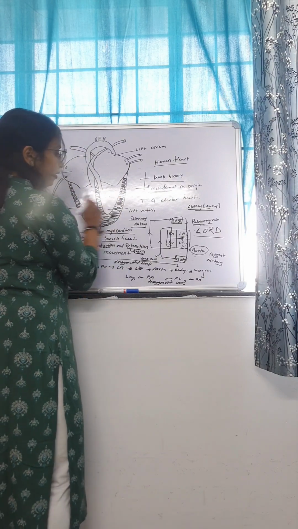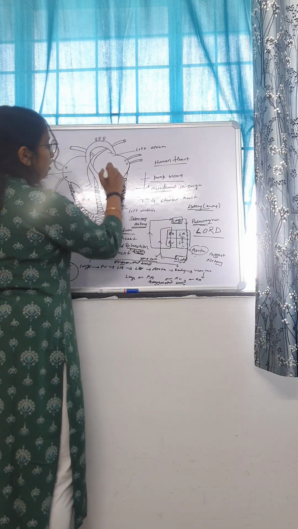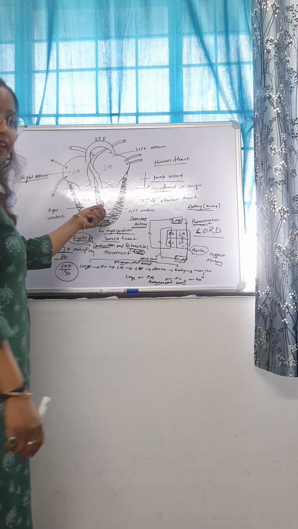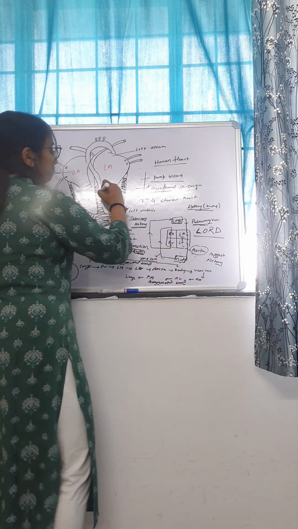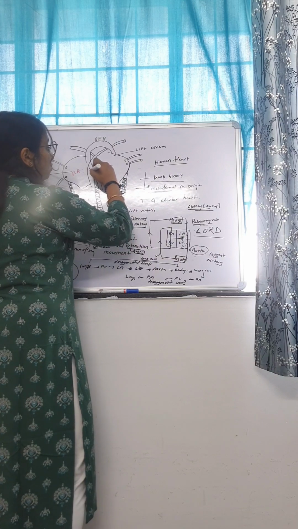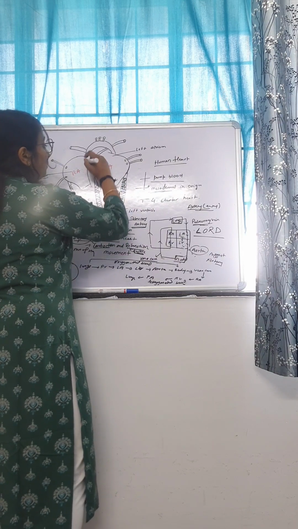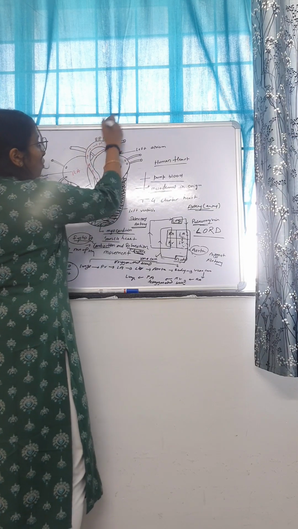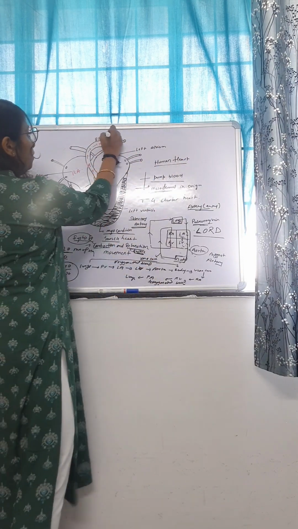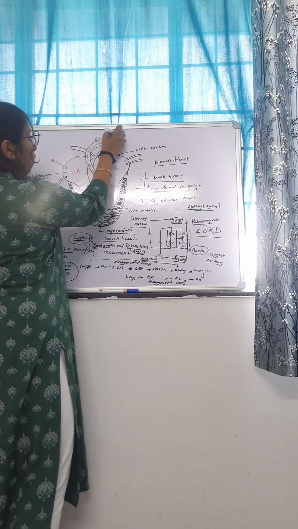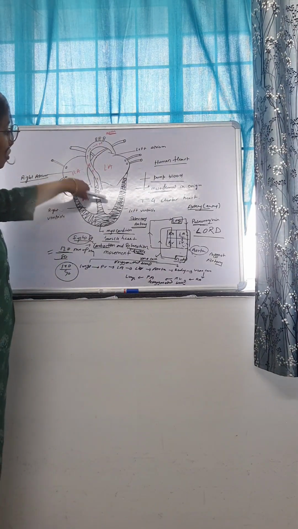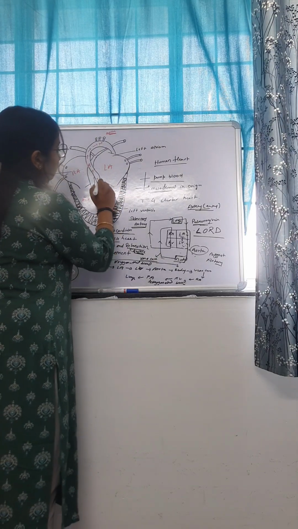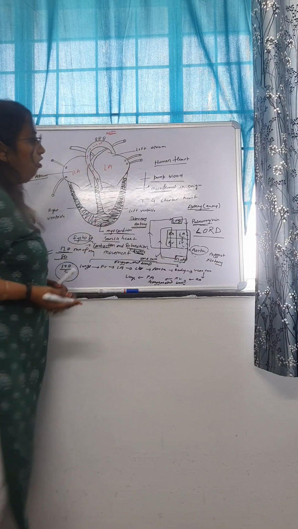Let me write LV, RV, LA and RA. Correct? So from here, that is LV, oxygenated blood goes into where? Aorta. This is our aorta. Correct? So here the one marked in red, the oxygenated blood, goes into the aorta.